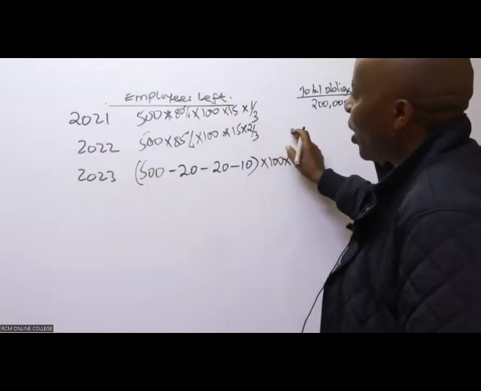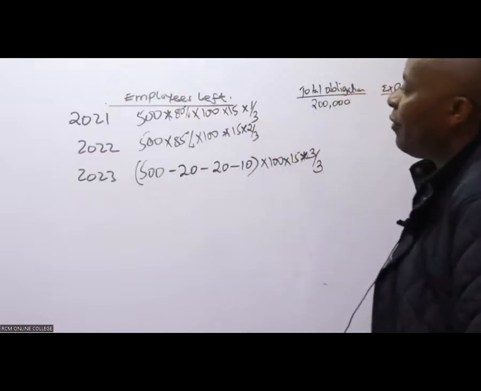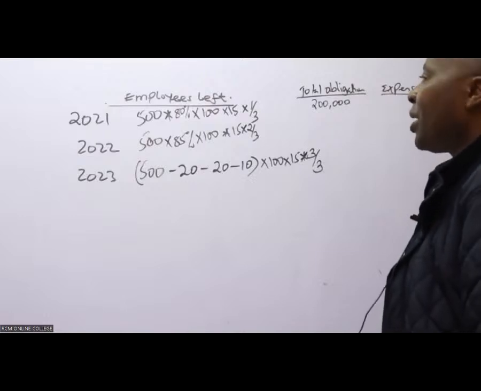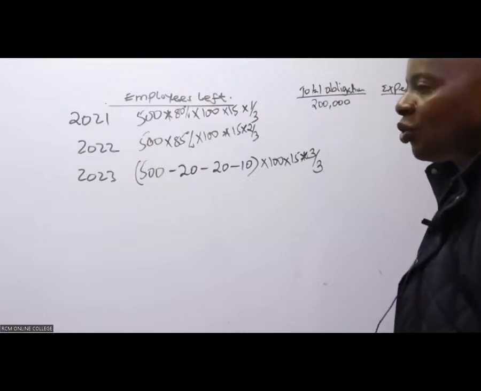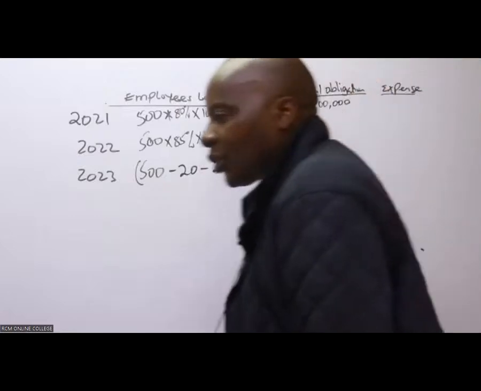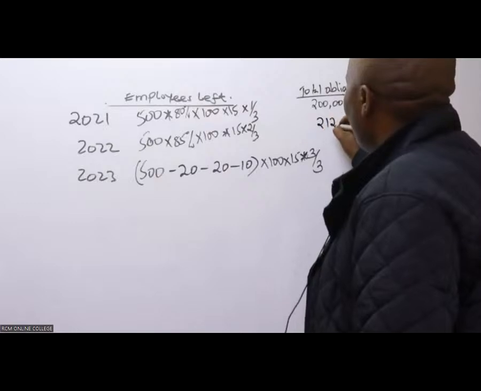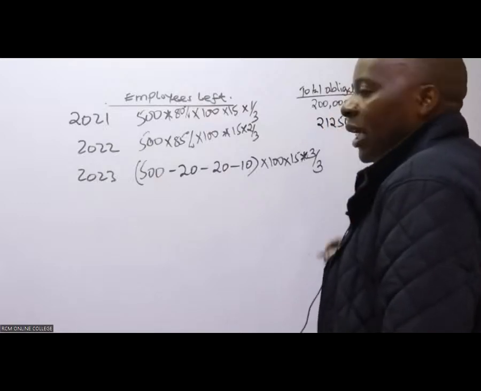How about the second one? 500 times 0.85 times 100 times 15 times 2 over 3. The second one, according to Samson, is 212,500.